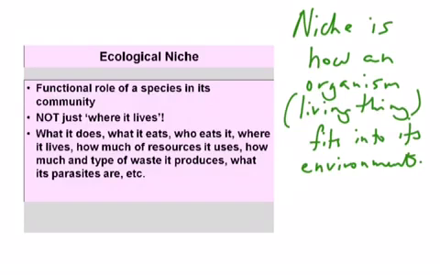So when you look at this slide on the left, the niche is the functional role of a species in its community, how it fits in. It's not just about where it lives, but it's all about what it does, what it eats, who eats it, where does it live, how many resources does it use, what waste does it produce, etc., etc. So if you could think about all the aspects of how a living thing fits into its environment, then you would be thinking of its niche.